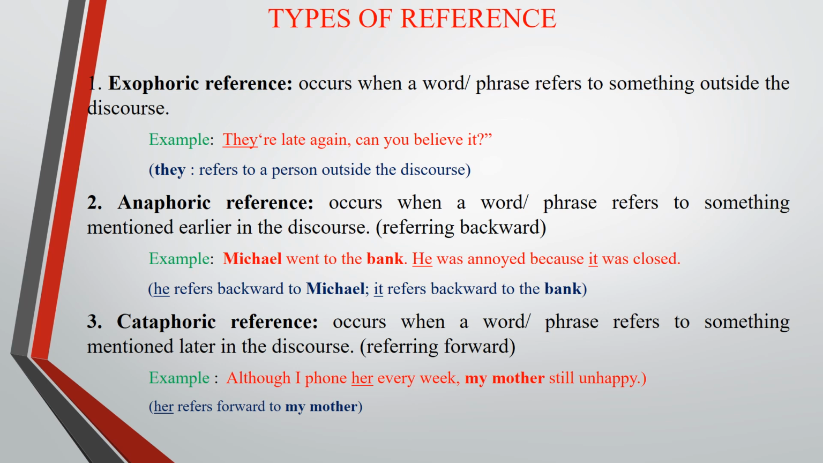Number three, cataphoric reference occurs when a word or phrase refers to something mentioned later in the discourse, i.e., referring forward. For example, "Although I phone her every week, my mother's still happy." Notice that we mentioned the pronoun first, then we mentioned the referent, which is mother, later on. So "her" refers to mother, which comes in the next clause.